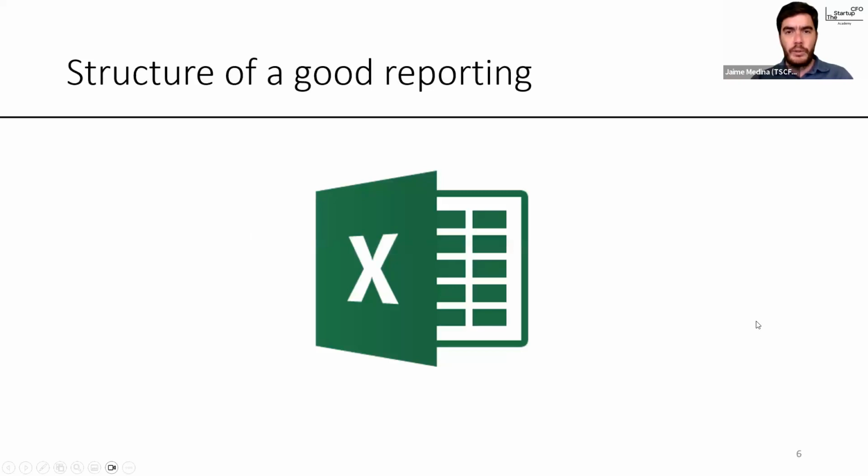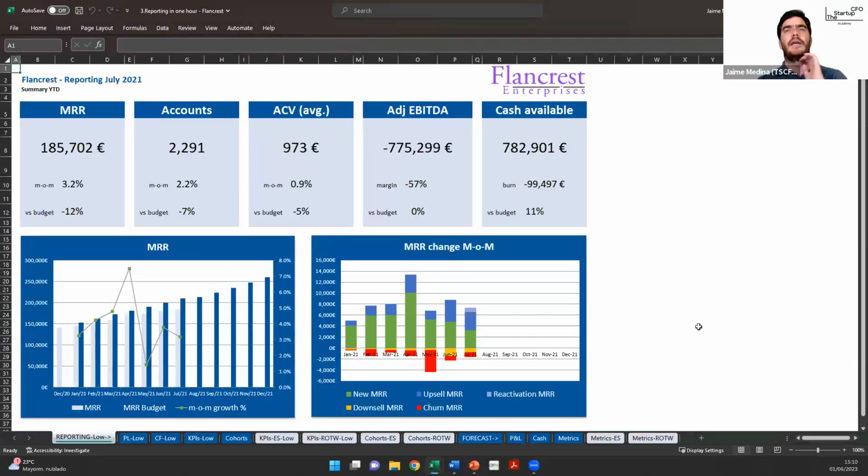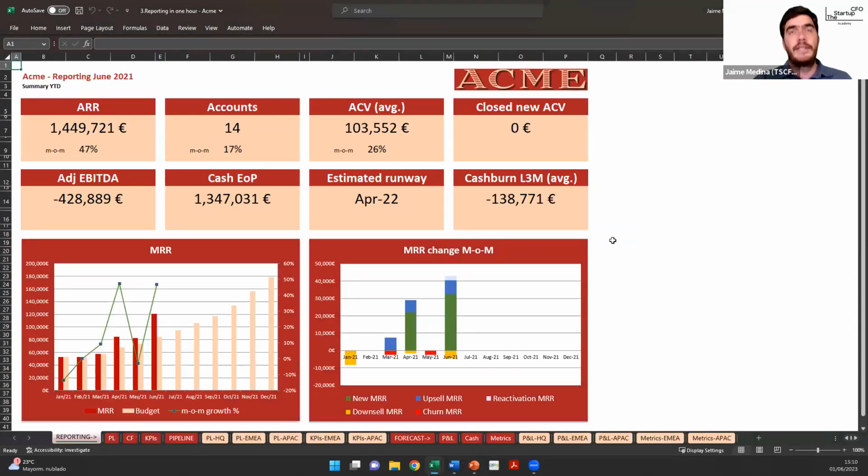So now is where we go to Excel, and we are going to be in Excel for a very long time in this webinar today. We are showing here two examples of two different reportings. At the beginning, we designed this webinar for just one, but we thought that it would add a lot of value if we showed two different examples.